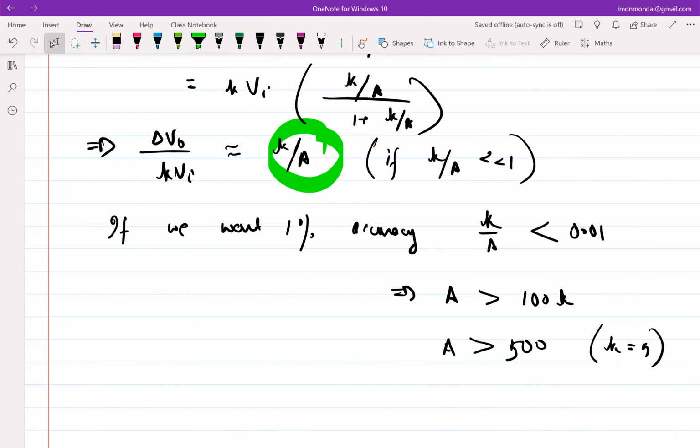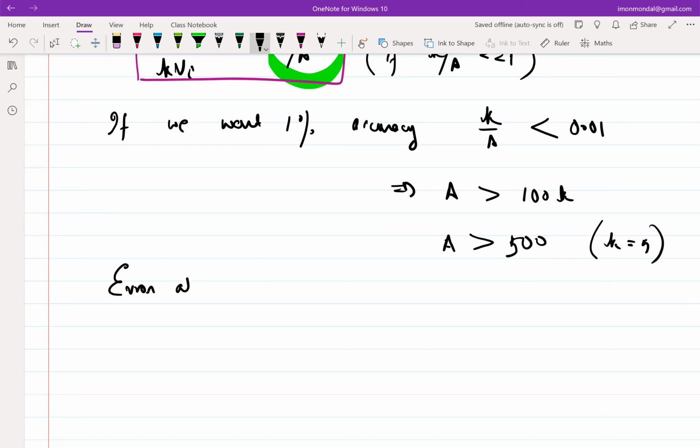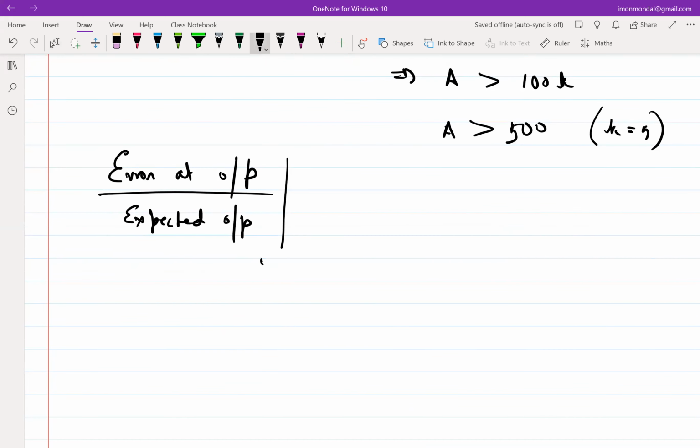So one more piece of jargon. This ratio that I talked about, the error at the output voltage divided by the desired, or expected, output voltage, is called steady state error. This is obviously when the system has settled, right? So under steady state, it's called steady state error.